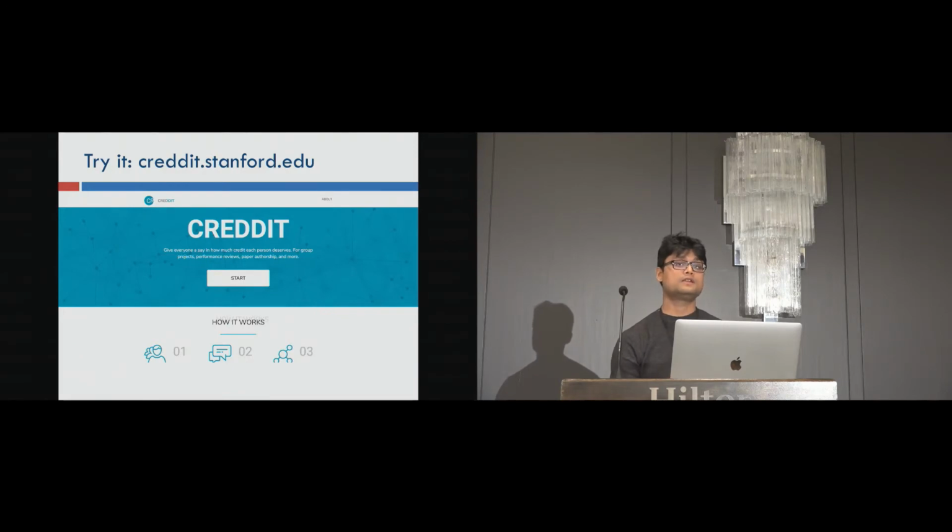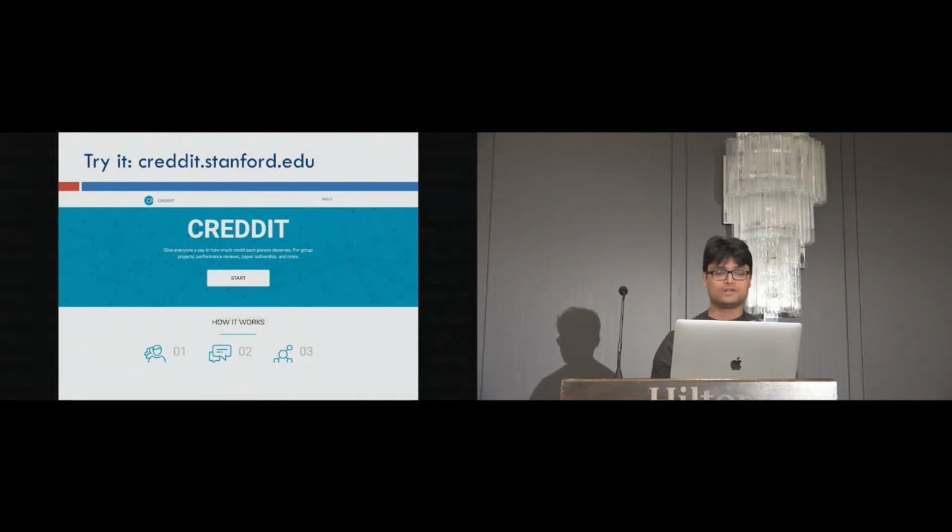By the way, we have created a tool called credit.stanford.edu where you can go and try it on your own if you want to determine author order for your own projects or any other situation which demands a more democratic way of choosing a ranking.